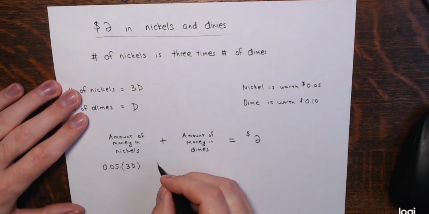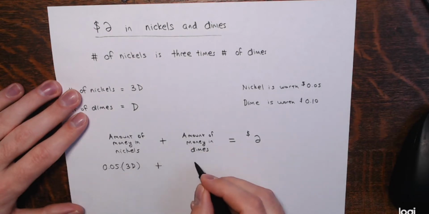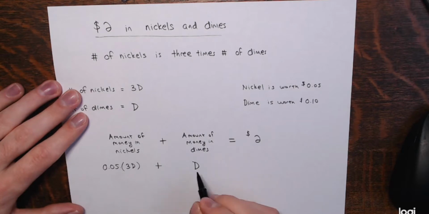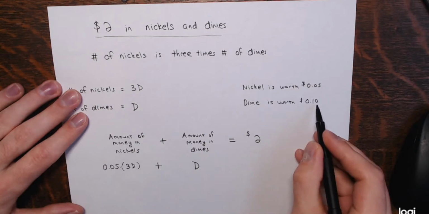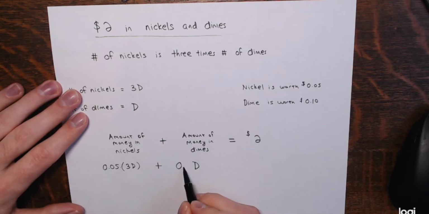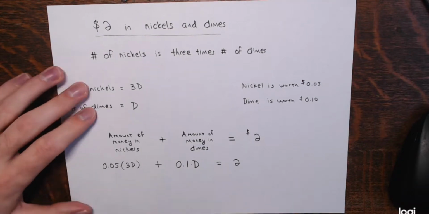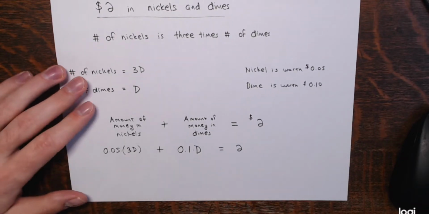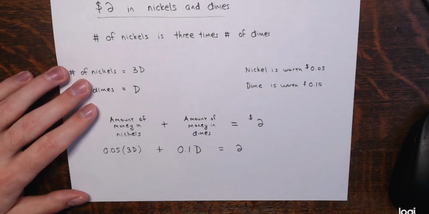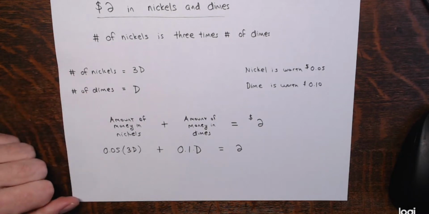Same thing for the amount of money in dimes. He has D dimes, but each one of those is worth $0.1. So I multiply that by 0.1, right, or 0.10. And this should be equal to 2, right, $2, if I kept everything in dollars. And then we go about solving this equation for D, and then using that solution to answer the questions, figure out the number of nickels and dimes.